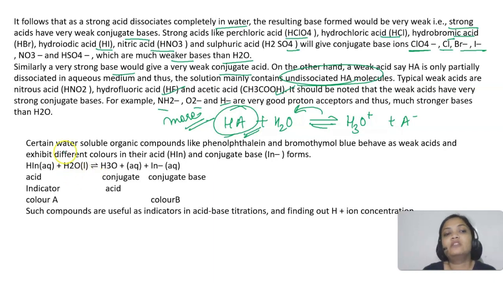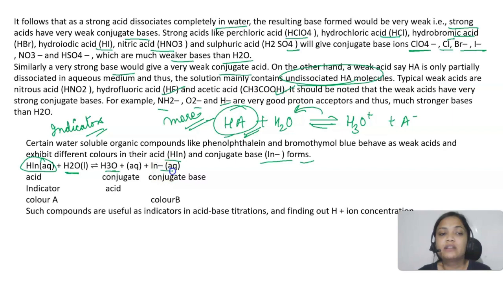You might have studied about indicators. You must have seen acid base indicators like phenolphthalein, bromothymol blue. So these are actually weak acids and they exhibit different colors in their acid and their conjugate base forms. So if you have any indicator, these are weak acids, so they will dissociate in water to form conjugate acid and conjugate base.